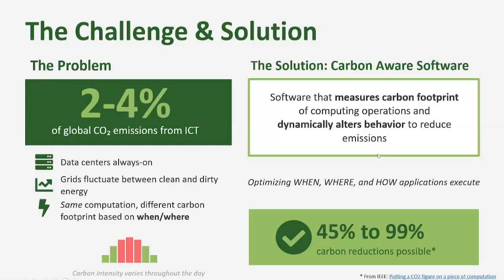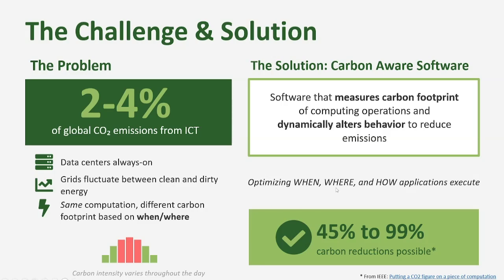So firstly, this is the problem. Emissions from ICT constitute between 2 and 4% of global emissions, and this figure is growing, so it's a critical area that we need to address. The data centers that are causing this are always on, but actually the grids fluctuate between clean and dirty energy. And so if you can swap workloads to different regions, the same computation at different times or in different places in the world can actually cause different amounts of carbon to be released into the atmosphere.